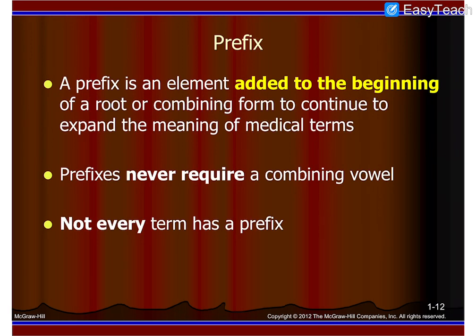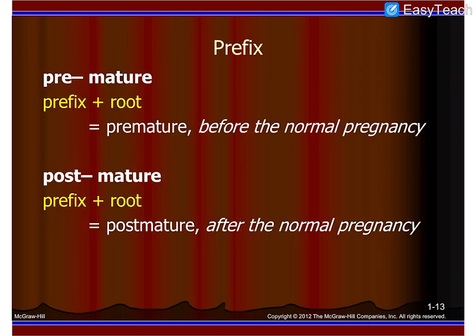Now, if we're talking about prefixes, a prefix is an element added to the beginning of a root or combining form to continue or expand the meaning of medical terms. Prefixes never require a combining vowel, but not every term has a prefix. Let's use the example of premature. Pre is the prefix and mature is the root. Premature stands for before the normal pregnancy.